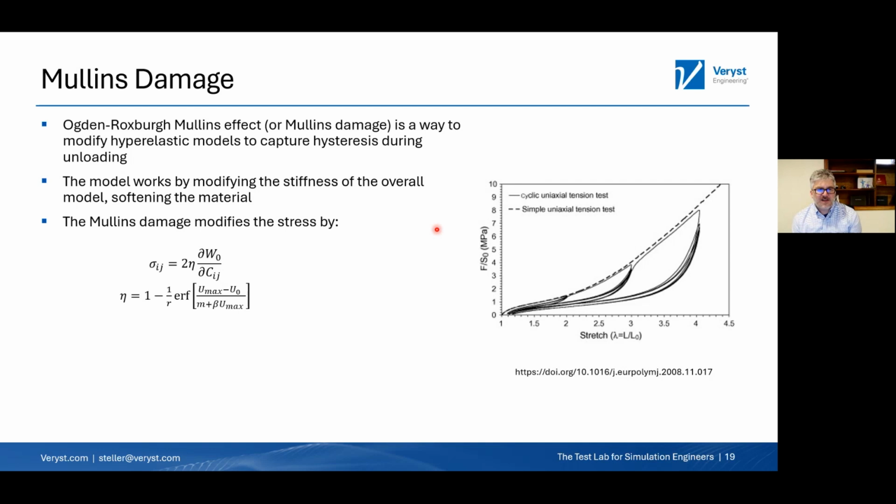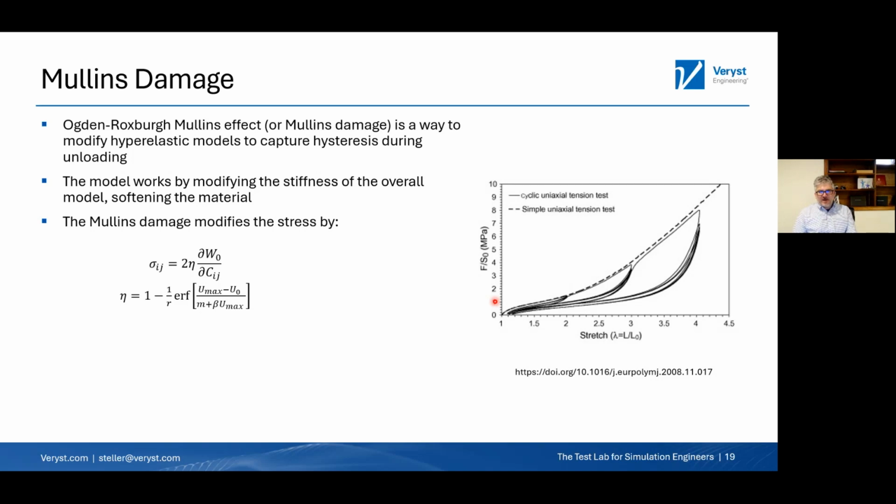The way this works is that it multiplicatively modifies the stress response with the damage parameter eta. So I put how the stress gets changed there, and then I put how the eta parameter is calculated. It has to do with the internal strain energy density, a maximum, and 3 parameters, r, m, and beta, or b. Right, and this model was developed to answer the question that we just saw on the previous slide, what you see over here. How can I capture this hysteretic unloading? And the model that they came up with is this Mullins damage.